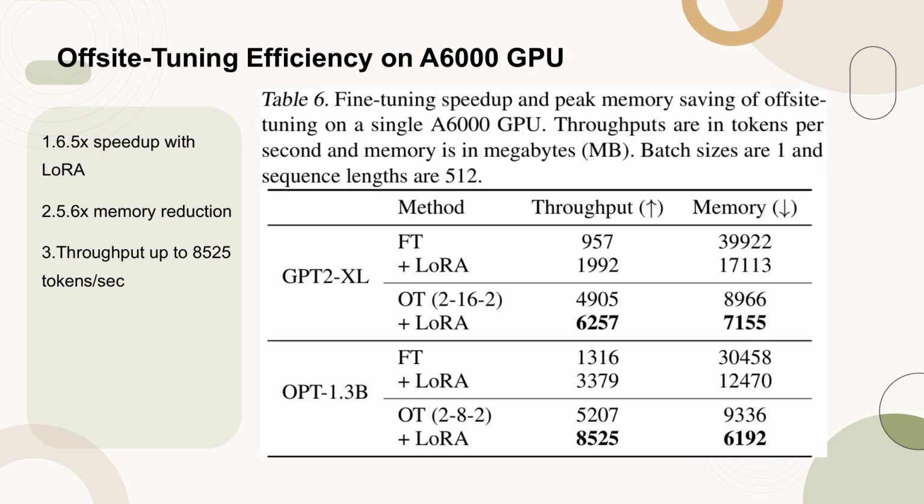Table 6 presents the efficiency gains of offsite-tuning on a single A6000 GPU, focusing on fine-tuning speedup and peak memory savings. The data reveals that when combined with LoRA, offsite-tuning achieves a significant 6.5x speedup and a 5.6x reduction in memory usage. This efficiency is crucial for fine-tuning large foundation models on resource-constrained devices. The throughput rates, measured in tokens per second, show substantial improvements, reaching up to 8,525 tokens per second, demonstrating the practical benefits of offsite-tuning in enhancing both speed and memory efficiency.